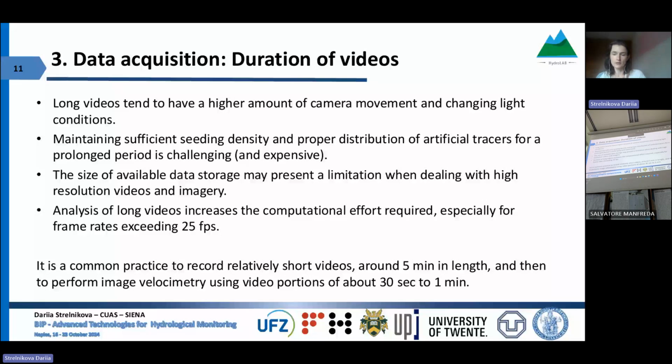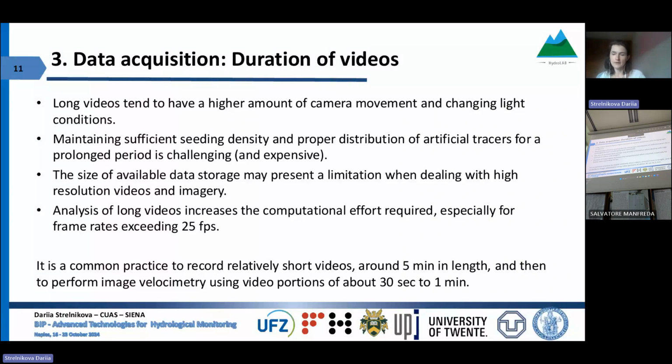It can be easier if we have natural tracers, though those also tend to cluster, so we will not necessarily get better distribution over a longer video sequence. But if we use artificial tracers, very quickly it gets very expensive to record long videos, because even for several minutes, you may need several hundred liters of those tracers, especially for wide rivers. And then there is, of course, a question of price.